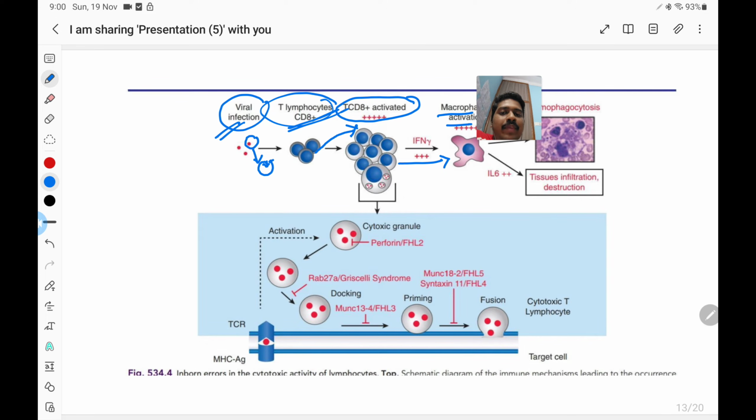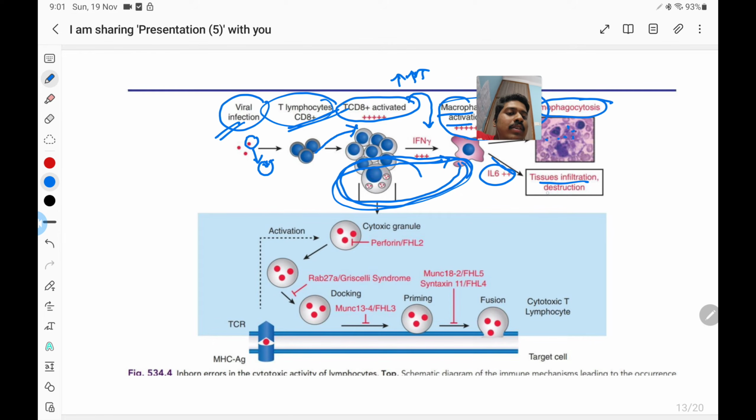This is the normal pathway. But what happens in HLH is there is a defect in the pathway which results in the activation of cytotoxic T cells in an uncontrolled fashion, which leads to increased macrophage activation. And once macrophages are angry, remember, they'll eat whatever they get. So they will engulf RBCs, WBCs, and platelets. This causes hemophagocytosis. Also these macrophages will release interleukin 6, which will cause tissue infiltration and destruction.